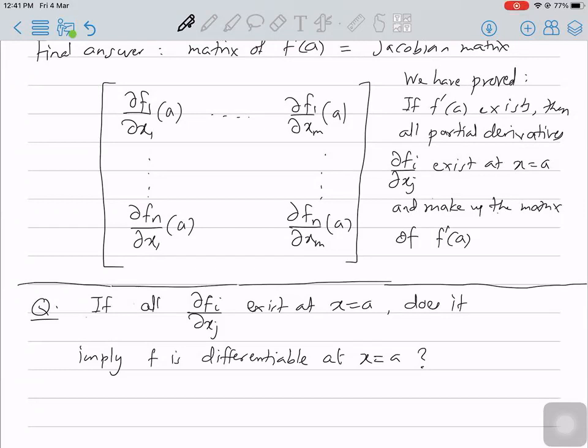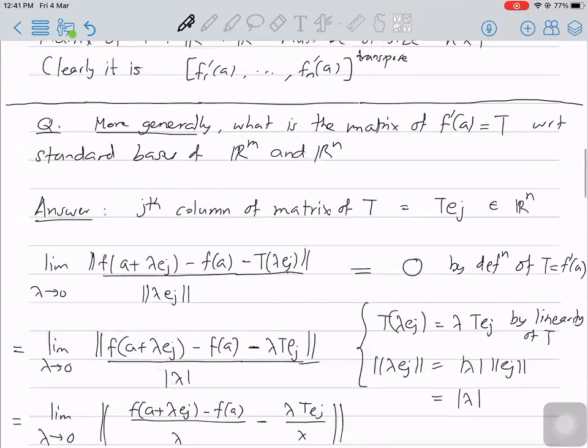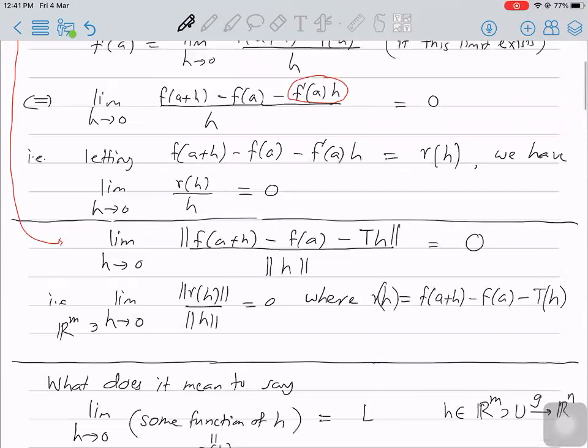the derivative existing means that really the limit that we wrote over here, let's go back, this limit has to be 0, but the point is that there has to be a linear operator T such that that limit is 0. Okay.